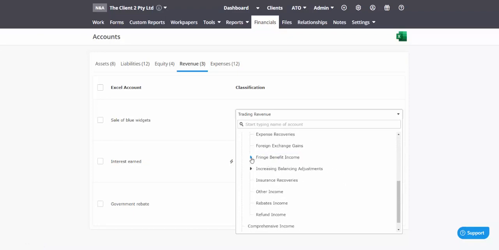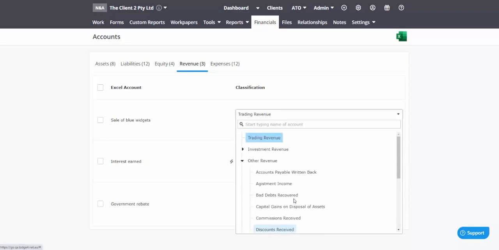Fringe benefit adjustments, for instance. So if you're not preparing a fringe benefit tax return, you're a trust or a company and you've got benefits to directors or beneficiaries, then you can report your fringe benefit income. So there's a method and some learning that you'd need for that. Increasing balancing adjustments, that's for profit on disposal of the depreciating plant. Insurance recoveries, you could see we've got categories for all those things.